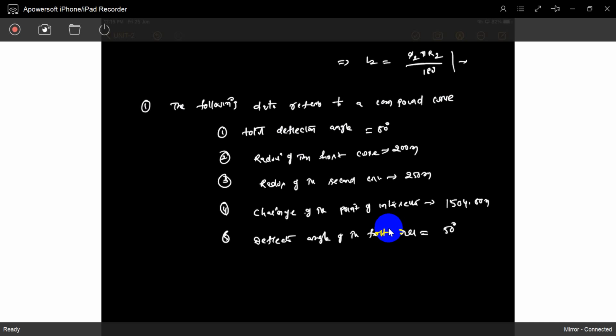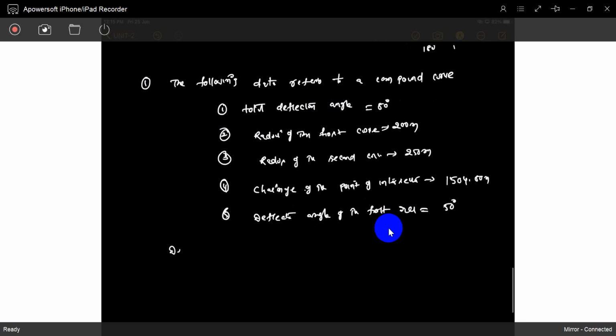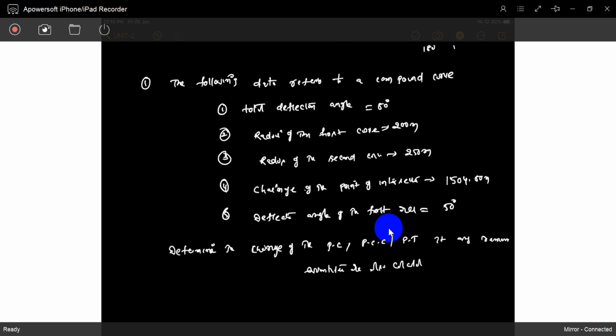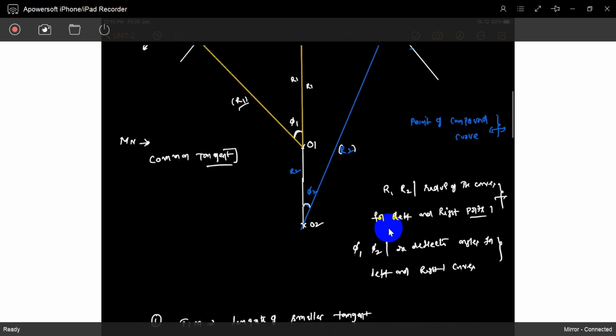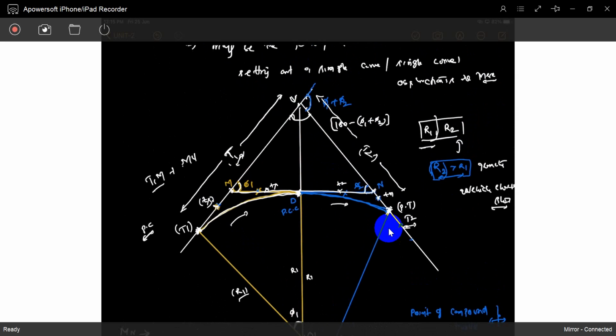Determine the chain edges of the point of curvature, point of compound curve, and point of tangency. If any remaining quantities are also to be calculated, do that too. So okay, that's it, that's what he asked. I won't draw the same diagram again, so that's why I copied the diagram.